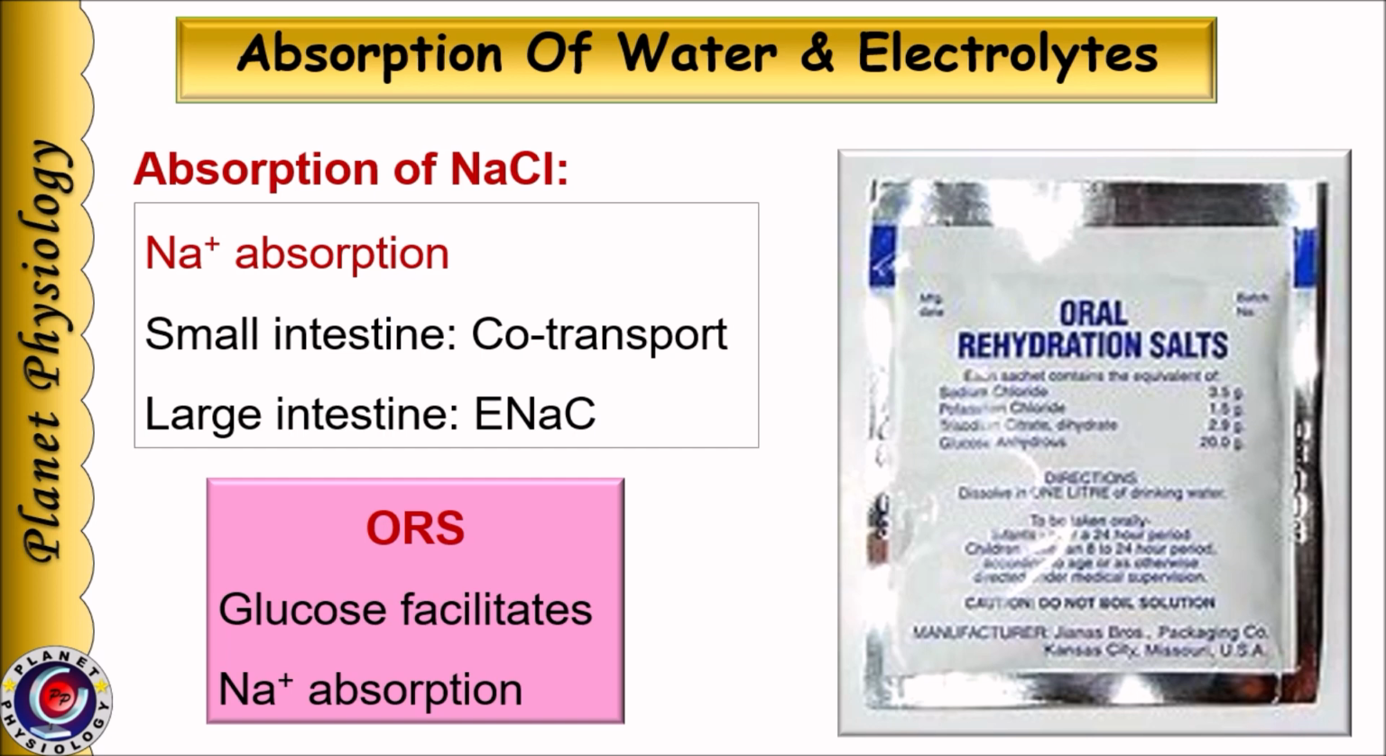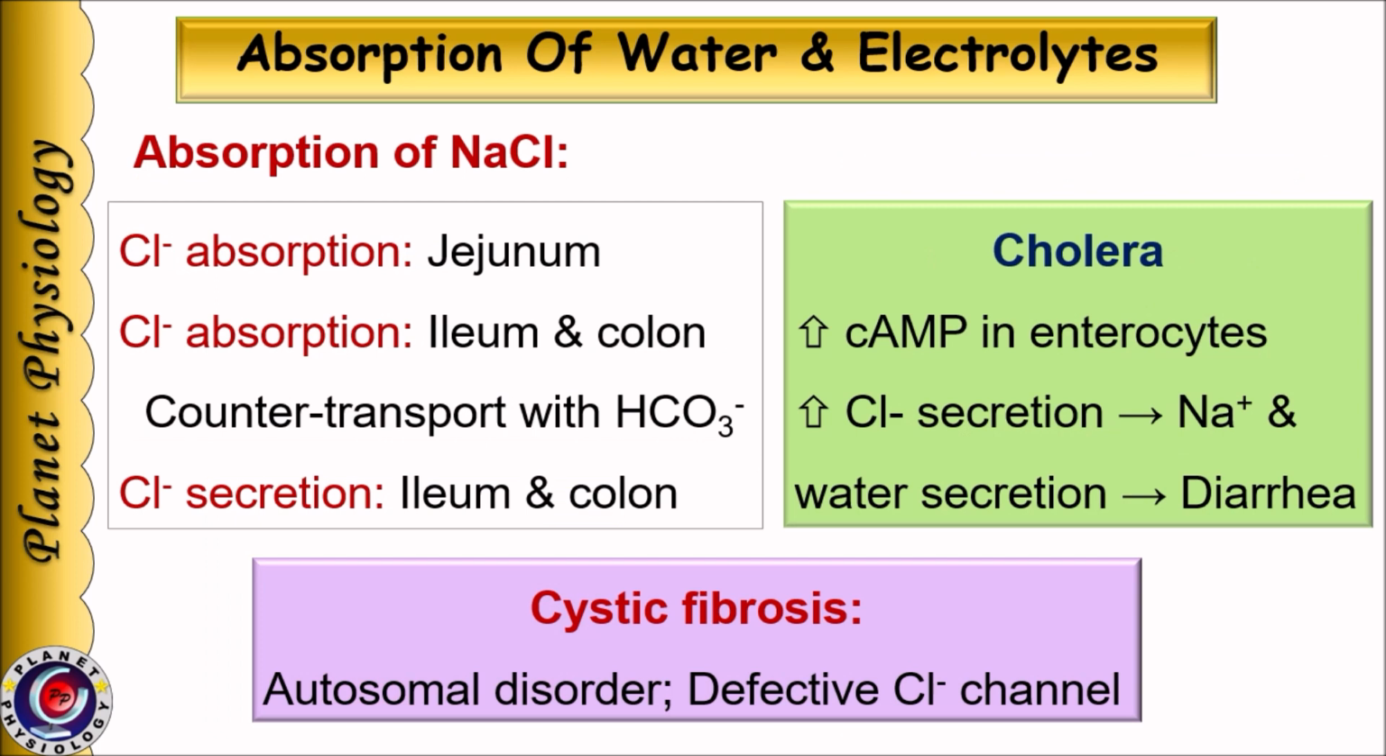In the large intestine, sodium absorption takes place through ENaC, that is epithelial sodium channels. Chloride absorption is passive and mainly occurs in the jejunum. In the ileum and colon, chlorides are absorbed in exchange for bicarbonate. The ileum as well as the colon also possess channels for chloride secretion. These channels are affected by cholera toxin.